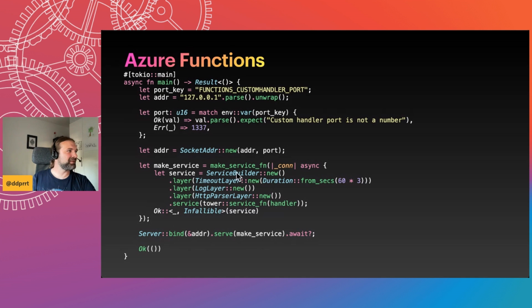So the cool thing is everything here with the service builder and my service function, that's all the same thing, no matter if I'm on Azure Functions or if I'm on AWS Lambda. The only thing that I need to change is the HTTP parser layer for Azure Functions and the Lambda layer for AWS Lambda. And then my app works on both serverless architectures. Fantastic. This is what I wanted to achieve. Cool. And that's that.